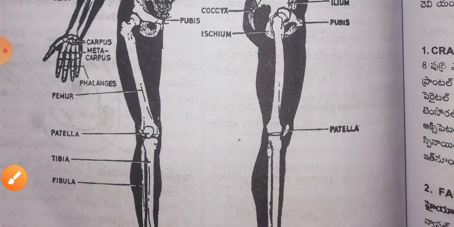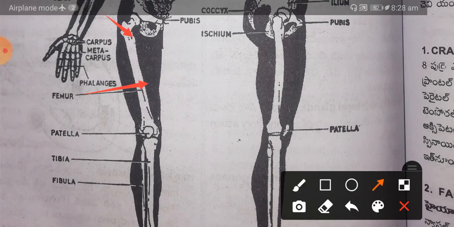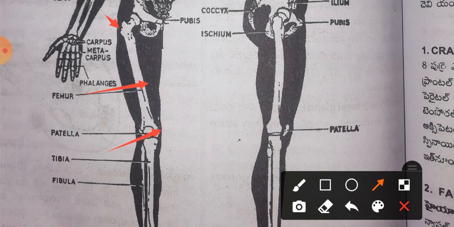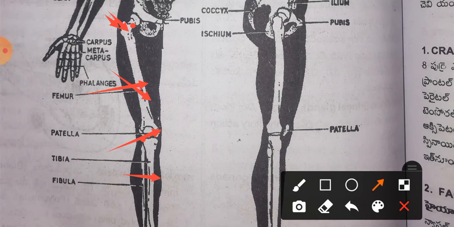Next, the femur bone. This is the longest. This is the pelvic joint. This is the patella, cup shaped. This is called the knee joint, and the patella will be there. This is the tibia and fibula, two bones will be there. In our body, the longest bone is the femur bone. This is the shoulder joint, elbow joint. This is the pelvic joint.